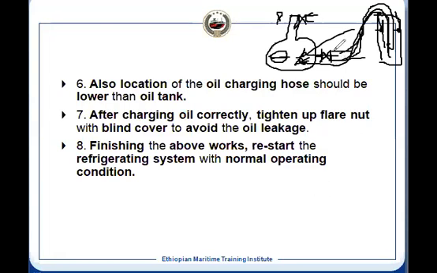So this one you keep shut. From here nothing will be removed. We remove the blind cover and we connect this point. Since this is at a higher level, we can remove the air from this oil.